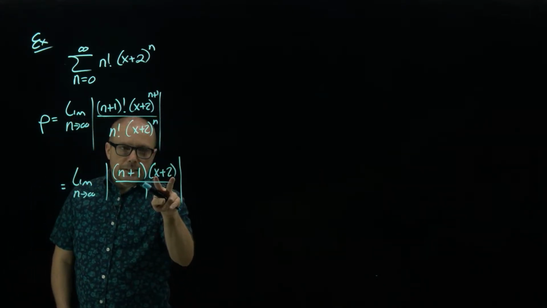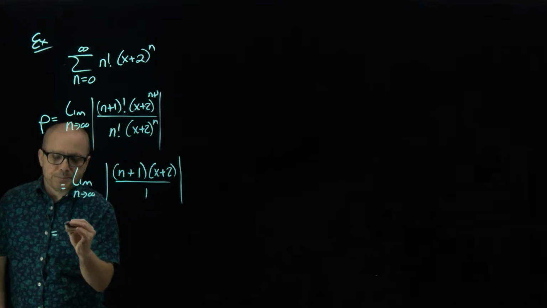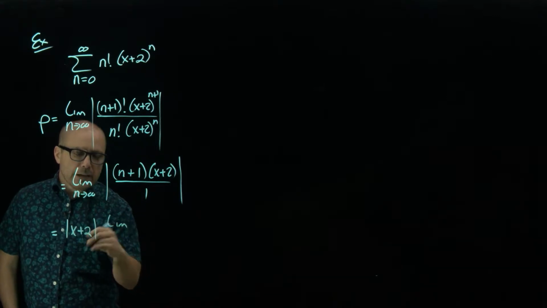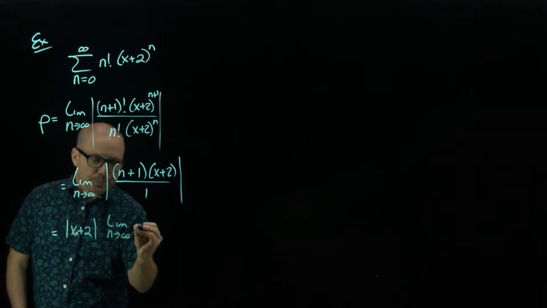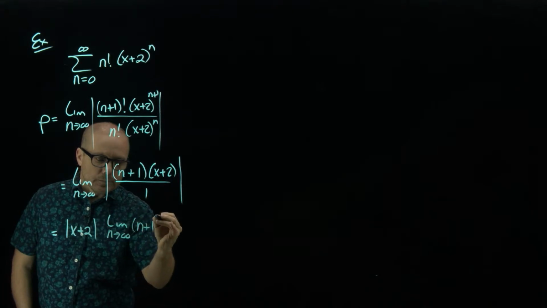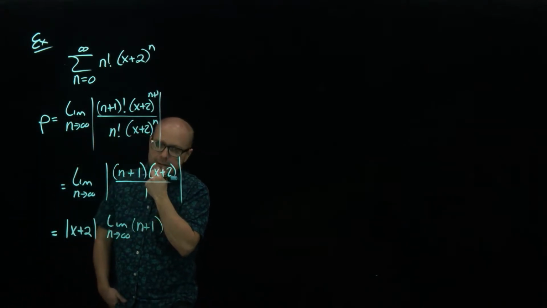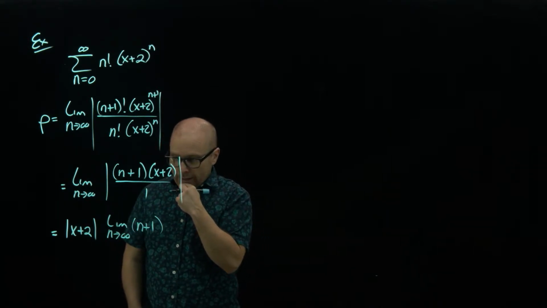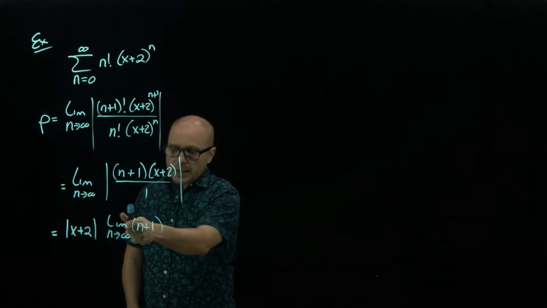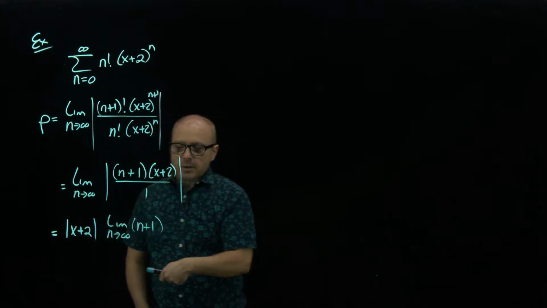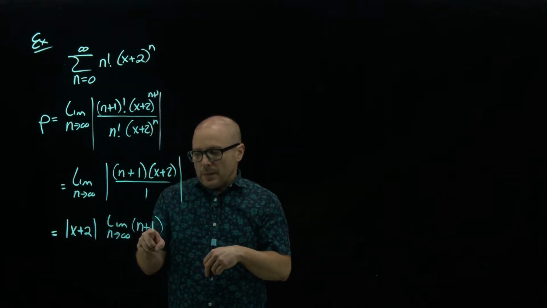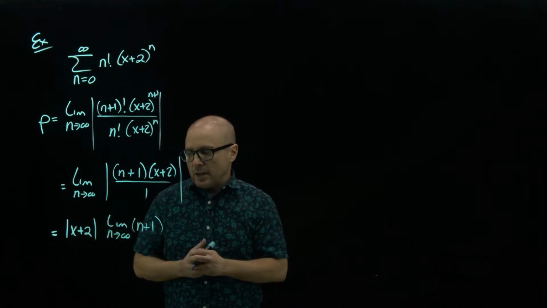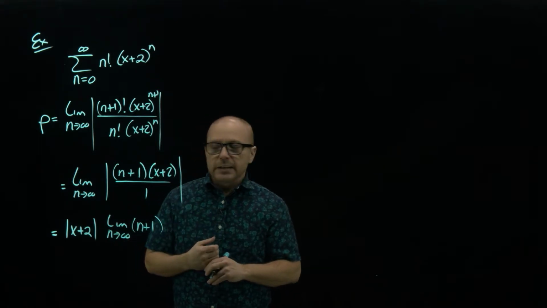Now remember, this is a constant, so I'm going to take it out front just so we can think about this a little easier. So we have that constant out front times this limit. Now, what is that limit equal to? Well, this thing is headed to infinity, right? n plus 1 is going to infinity, so this gets larger and larger, and is being multiplied by some non-negative constant.